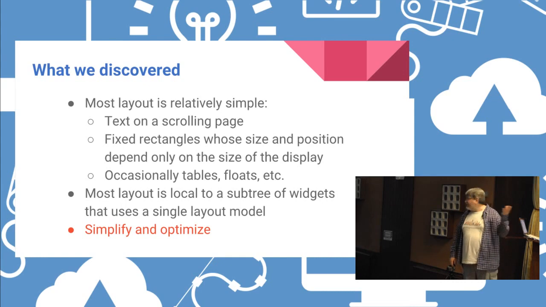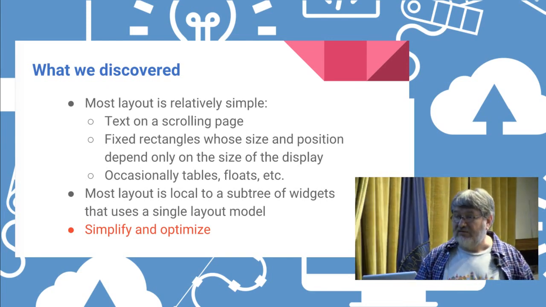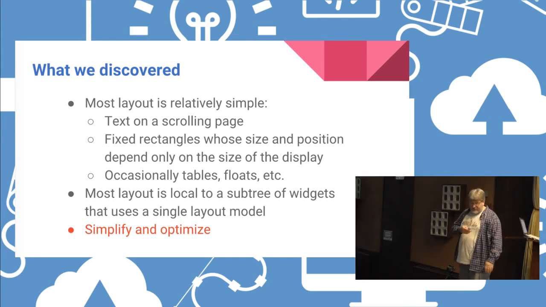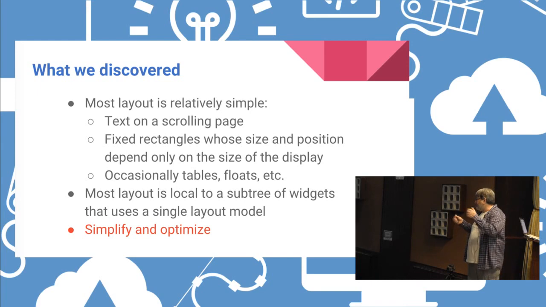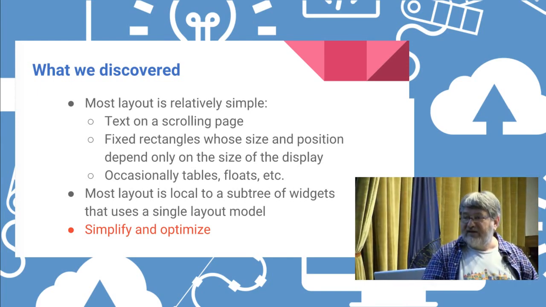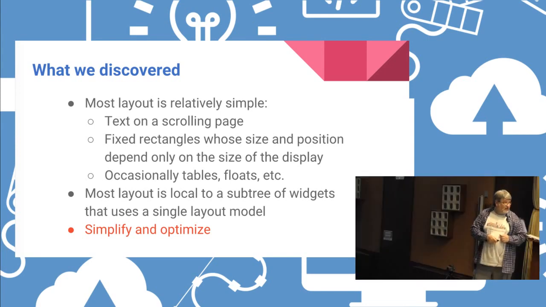So what they discovered when they started playing with this is that most of the time when people are doing layout, especially on phones, it's very simple, right? They maybe have text on a scrolling page. That's like 80% of all layout is just laying out text that scrolls. And fixed rectangles on a screen that maybe vary their size when the screen size changes, that's like another 10%. So we've already covered a large percentage of layout right there. And then maybe there's some tables and floats and a few other things.